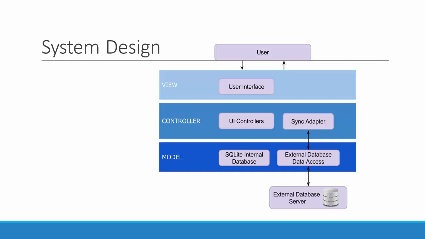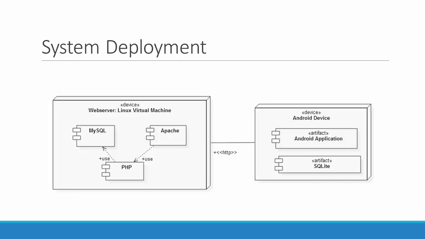For our system design, we use a model view controller and a client-server architecture. Our application uses a class named SyncAdapter to access the MySQL database in order to get the information on energy performance as well as information on the zones and the user. Our hardware and software requirements show how our MySQL database is hosted in a Linux virtual machine. The application is installed on an Android phone and it can access the database through HTTP.